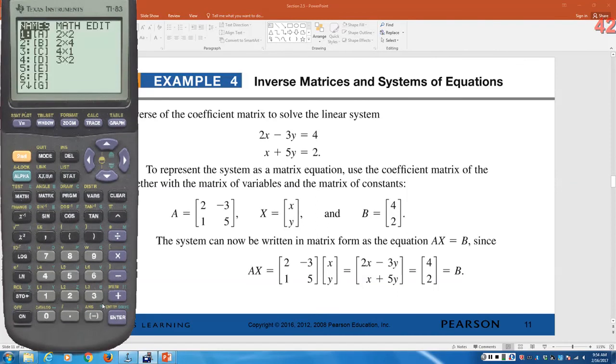we're going to go and edit matrix A. And it is 2, -3, 1, 5. And that is simply the coefficients of the variables. We're not including the constants on the other side of the equal sign, so we're not doing the augmented matrix here. We're doing a coefficient matrix. B is the constant matrix. So we're going to quit from here and go back and edit matrix B, which is a 2 by 1. And matrix B is 4, 2.